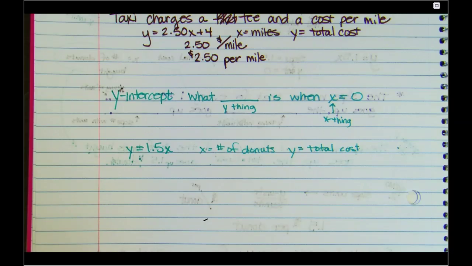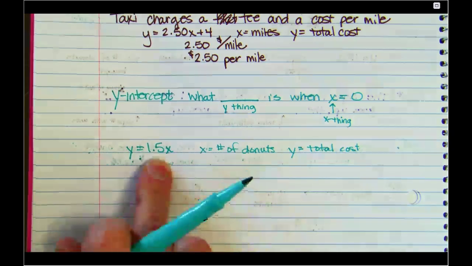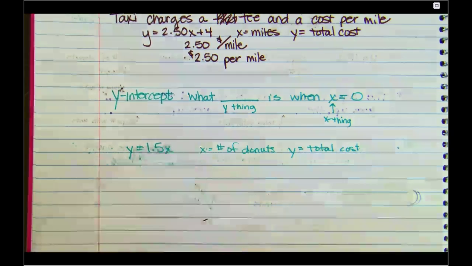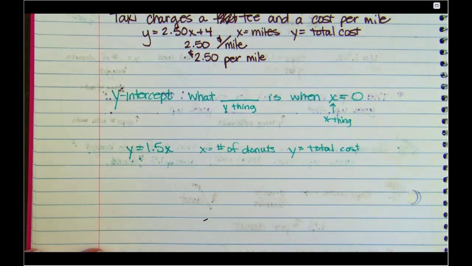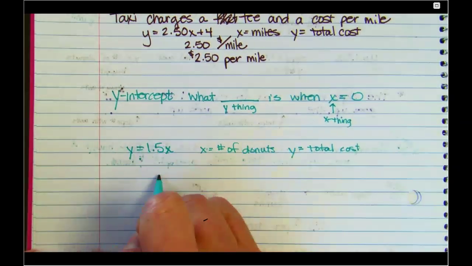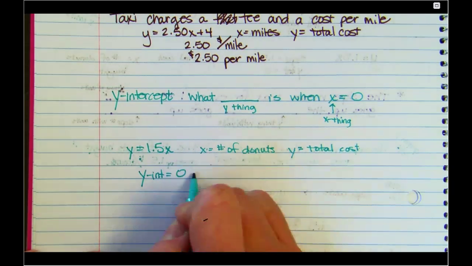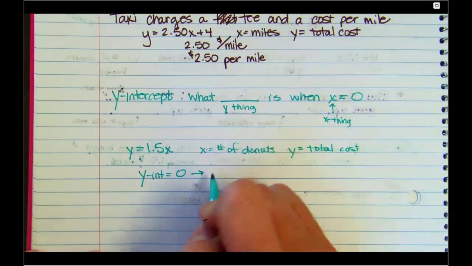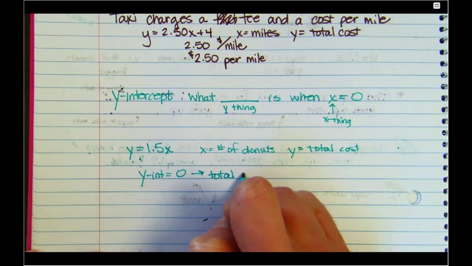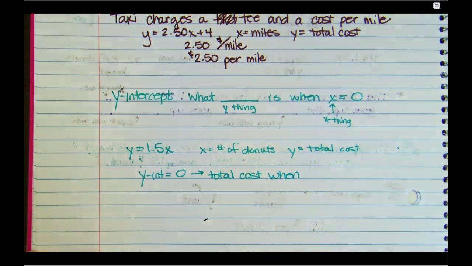Okay. What was the y-intercept? We said that already. What's the y-intercept? 0. Right. There's no other number in there. 150 is the slope. There's 0. So 0 is, what's the y thing? Total cost. So the y-intercept is 0, which is the total cost when what? So $0.